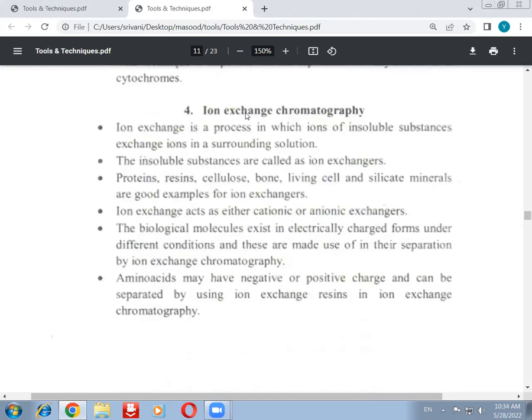Next, the fourth one is ion exchange chromatography. Ion exchange is a process in which ions of insoluble substances exchange ions in a surrounding solution. The insoluble substances are called ion exchangers. Proteins, resins, cellulose, bone, living cells, and silicate minerals are good examples of ion exchangers.